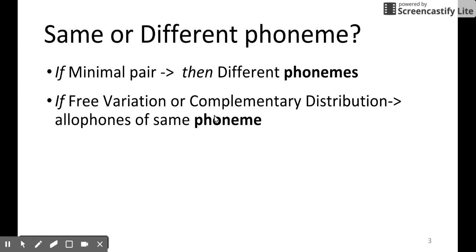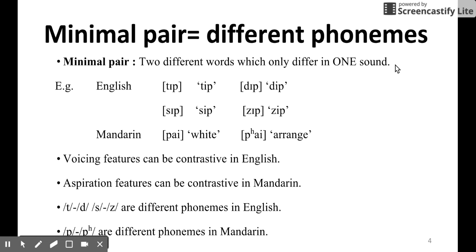Let's take a look at minimal pair first. Different phonemes. So again, minimal pairs are two different words that only differ in one sound. Okay, so tip and dip, the initial consonant is different and they have different meanings. Sip and zip, same point. So we know t sound and d sound in English are different phonemes.